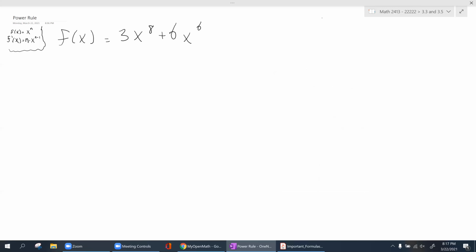If I were to give you x to the 8th, you'd see this on the outside. This is telling you to do something: you need to take the derivative with respect to x, meaning it's telling you what to do to the inside. So my derivative is going to be 8x to the 8 minus 1, which is just 8x to the 7.